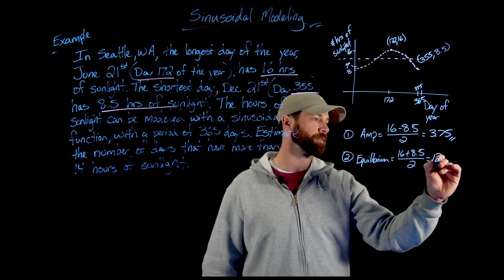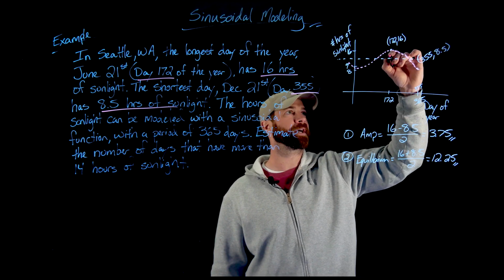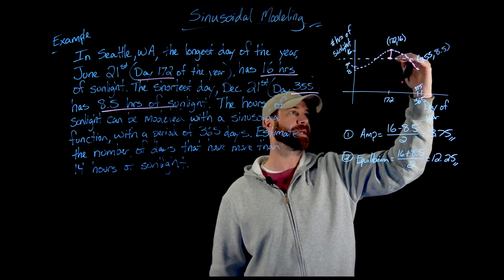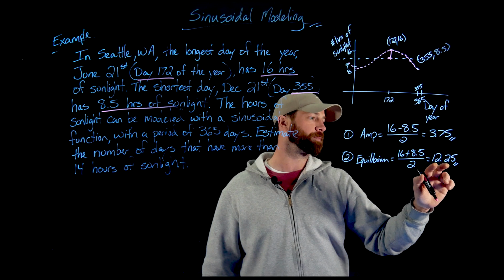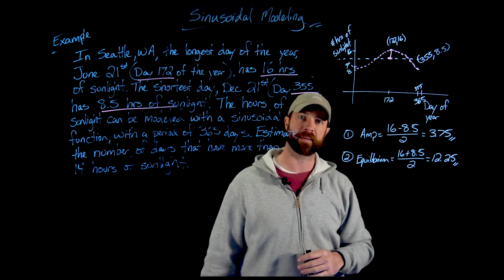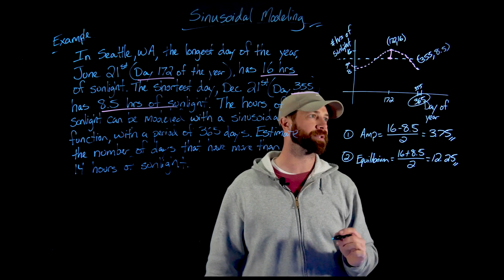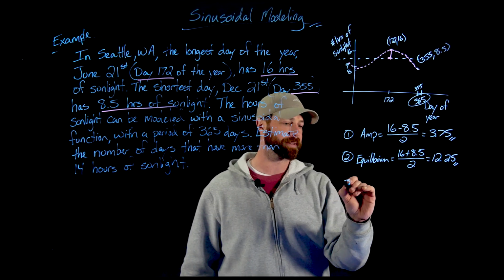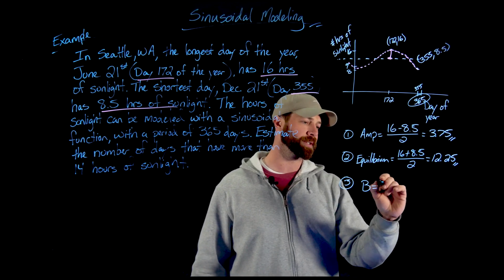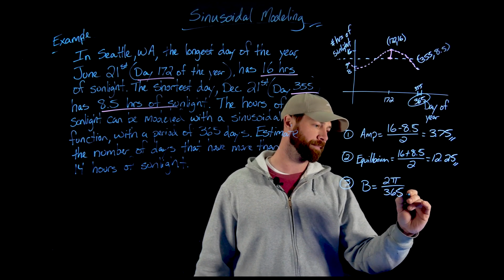And I got 12.25. So again, for my graphical information, the 3.75 right there is this gap, or that distance right there between the equilibrium and the max, or from the equilibrium to the min value. This value of 12.25 is this y value right here, which is this equilibrium or average value between the max and the min. Last up is finding the b value. I know my period right here is 365 days. I've been told that. And we previously talked about how the b value in these transformed functions is 2 pi divided by the period, which is 365.